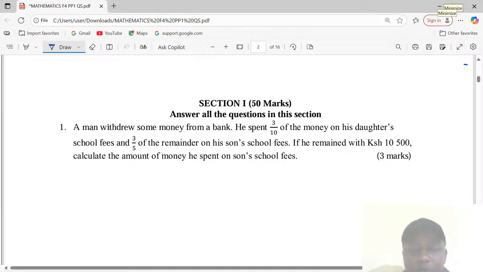A man withdrew some money from a bank. He spent 3 out of 10 of the money on his daughter's school fees and 3 out of 5 of the remainder on his son's school fees. If he remained with 10,500 Kenya shillings, calculate the amount of money he spent on son's school fees.